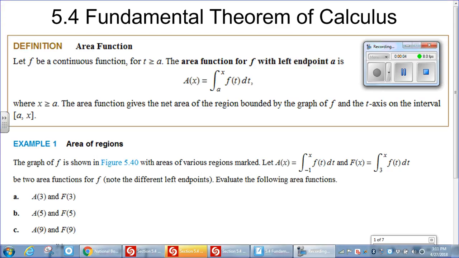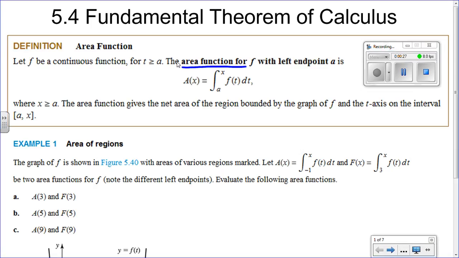This video will cover section 5.4, the fundamental theorem of calculus, from our class. And so we're going to start with just reviewing what we know. We already know that the integral, we could call it the area function, right? What we see here. And of course, let the function be a continuous function that can be integrated.